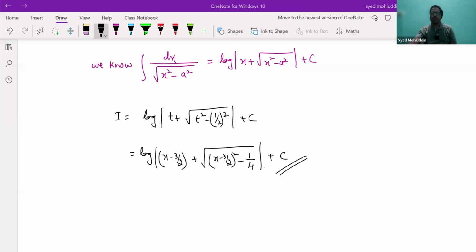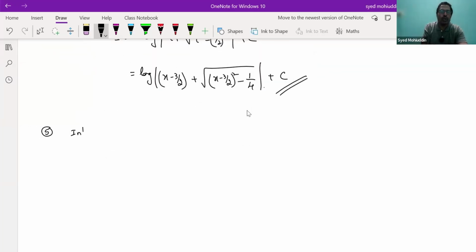Let's move on to the next question. So we have to integrate this one. The question is the integral of (5x minus 2) divided by (1 plus 2x plus 3x square).